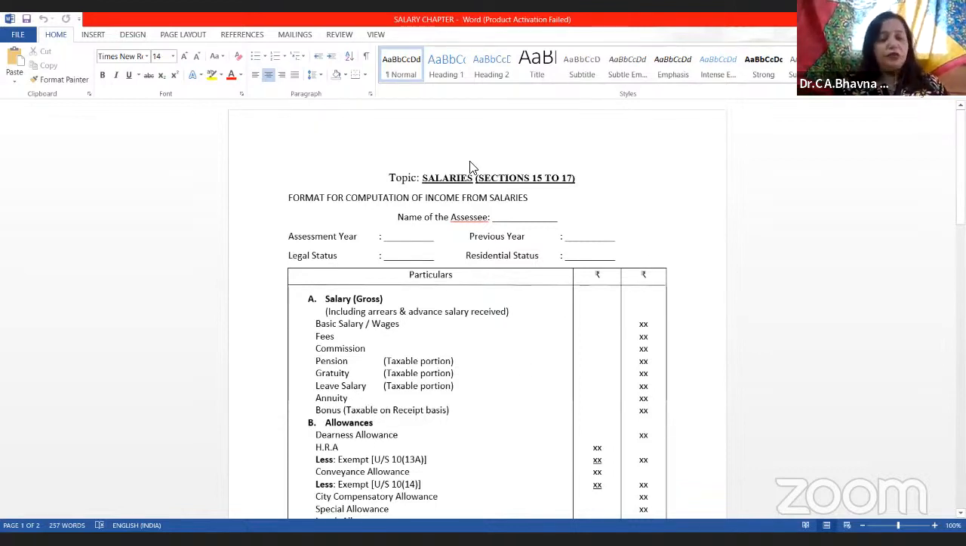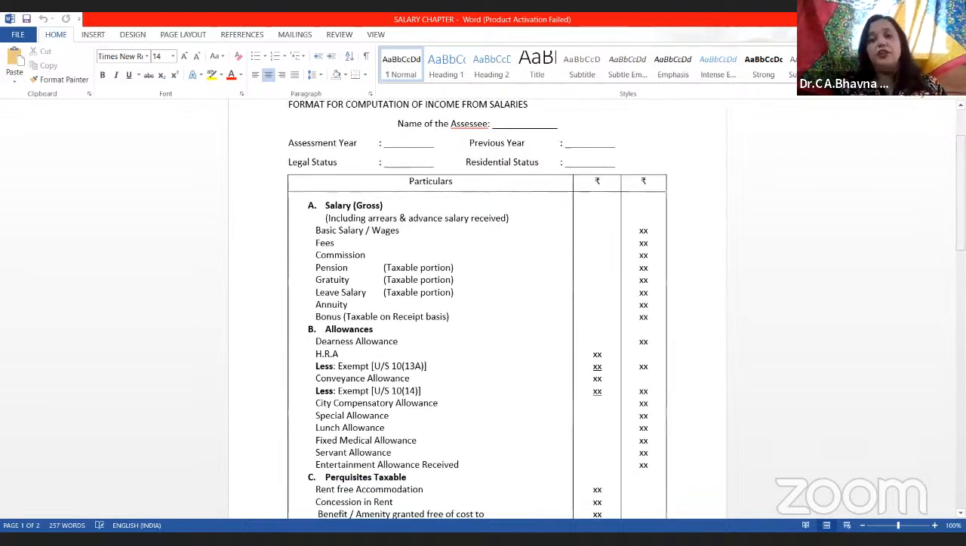Okay, now coming to the salary topic. This is the proforma suggested. There is nothing mandatory in income tax. The proformas are not mandatory. All are suggested proformas. So you have to mention previous year, legal status, residential status. At your level, all the problems are based on individual as a legal status, and the residential status is resident and ordinarily resident. To start with, we have salary, gross salary including arrears and any advance salary received.